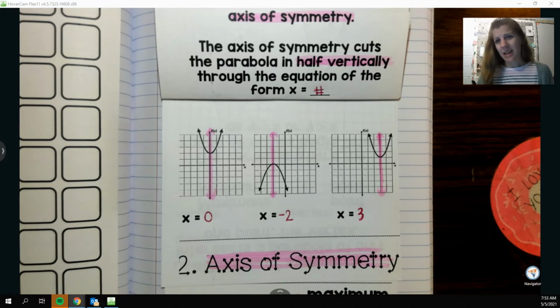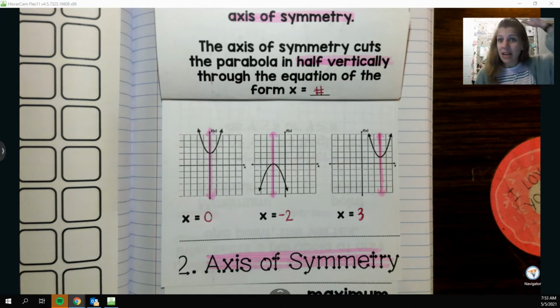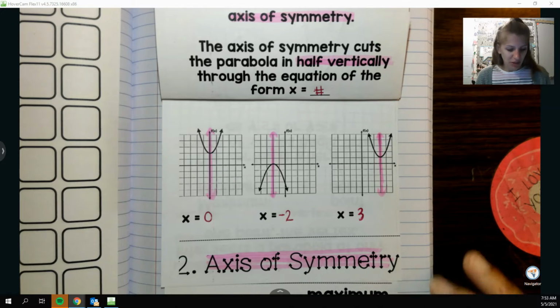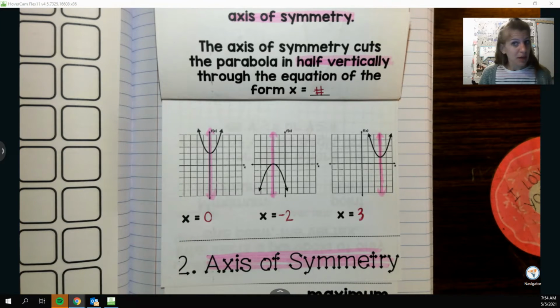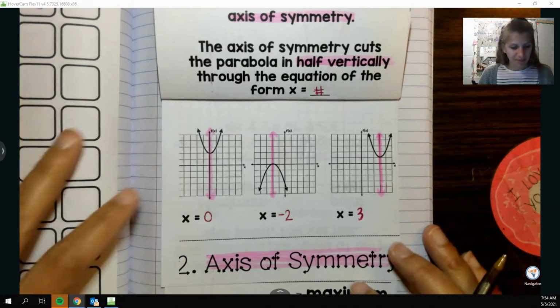A lot of students will ask me, can your parabola point sideways? And the answer is yes, but we're not going to do any of those this year. You'll get to do those in Algebra 2. Super fun when our parabolas point sideways, but we're not going to do those yet. We're just dealing with pointing up parabolas and pointing down parabolas.